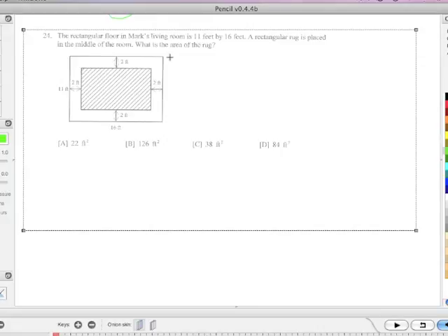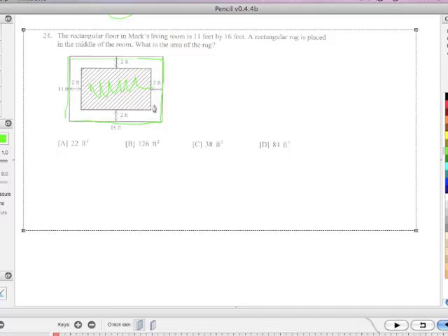Floor of Mark's living room is 11 feet by 16 feet. A rectangular rug is placed in the middle of the room. What's the area of the rug given these dimensions? Okay, so this is the room, and there's the rug.